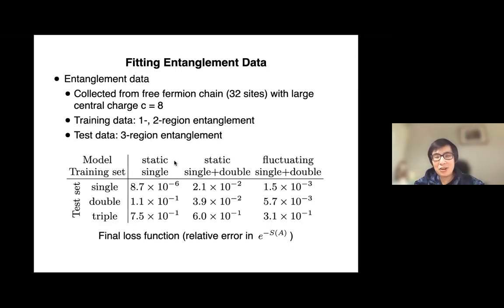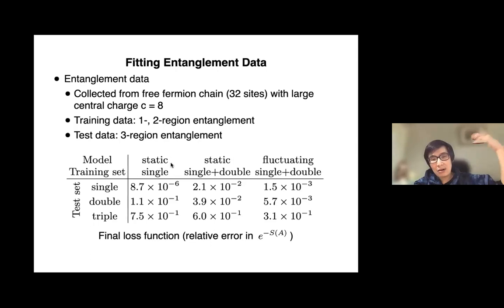We can basically turn off the generative model and use a static background. The model still has some fitting power. And then we can also train this model using single and two region entanglement, and test the model by asking it to predict three region entanglement, for example. So this is what we have been testing.